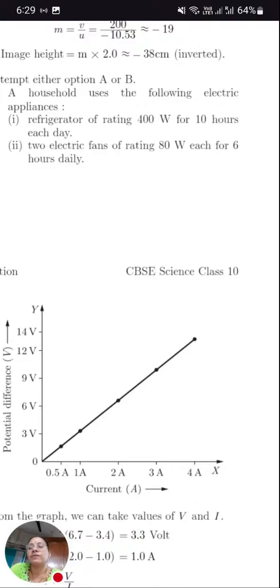Kilowatt hour: 400 divided by 1000 multiplied by 10. So we got 4 kilowatt hour. So the first one is 4. Second, 2 electric fans are there. So 2 multiplied by 80 multiplied by 6 divided by 1000.